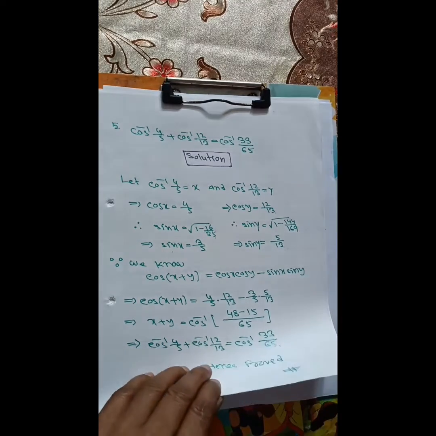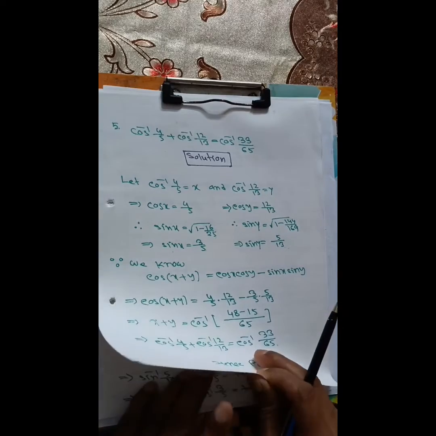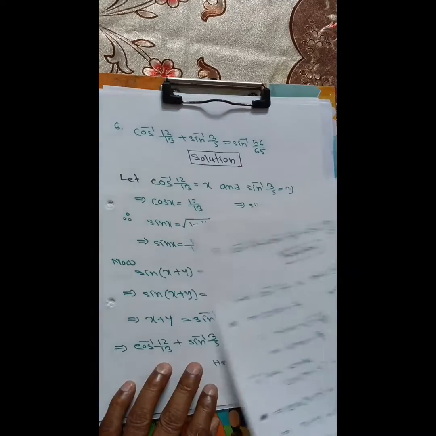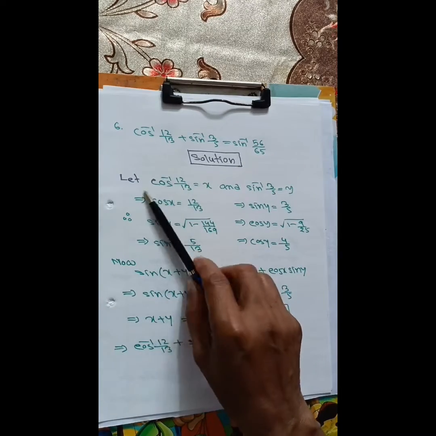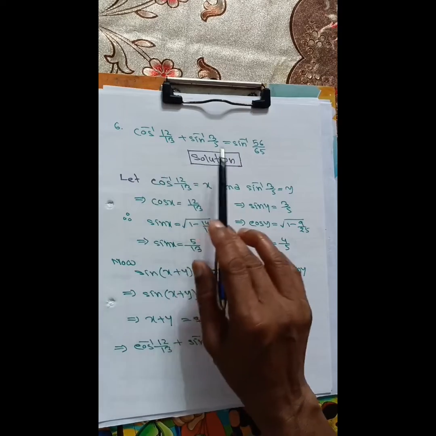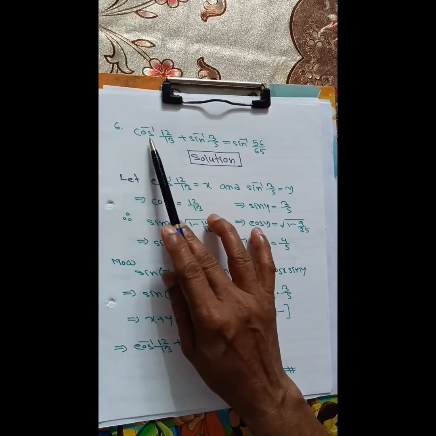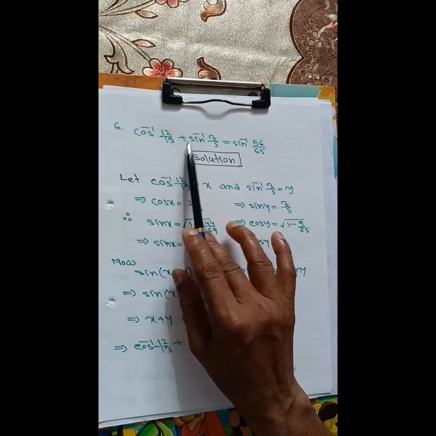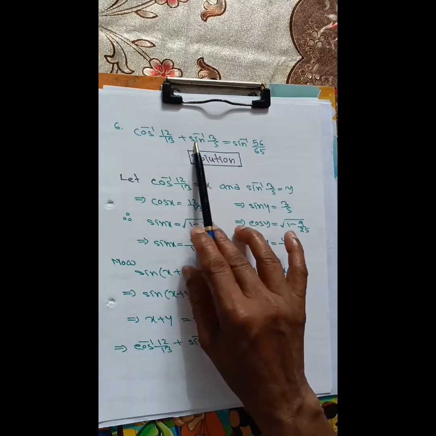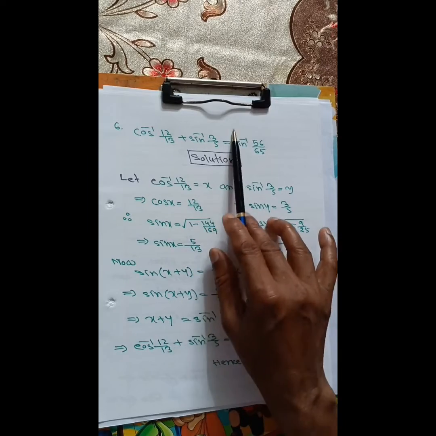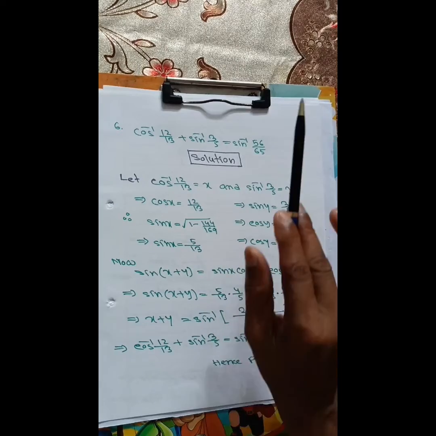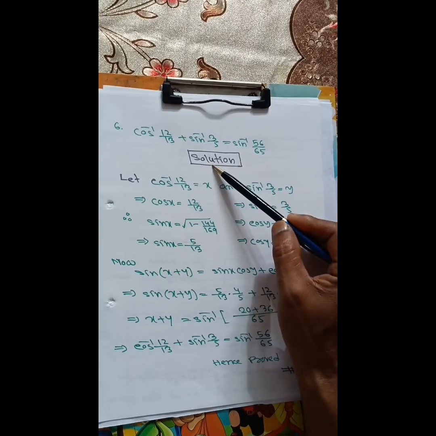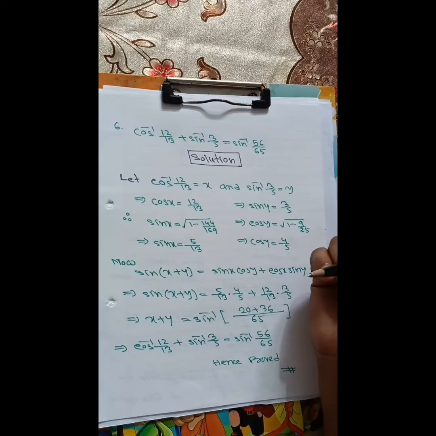Next we are going to discuss problem number 6. Problem 6 is the same type of problem. To prove: in the 6th question, what is given? Cos inverse 12/13 plus sin inverse 3/5 is equal to, the answer is also given in sin form, sin inverse 56/65. For the solution, watch carefully what I do.